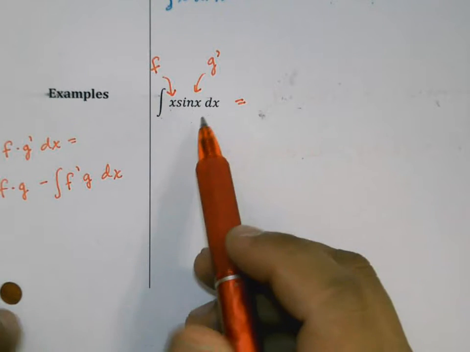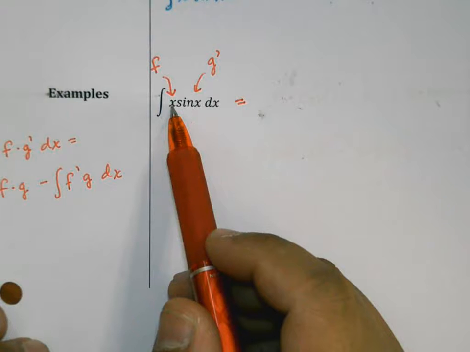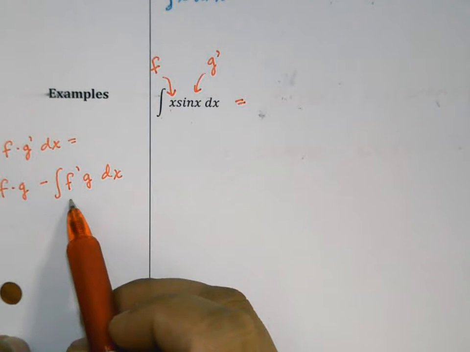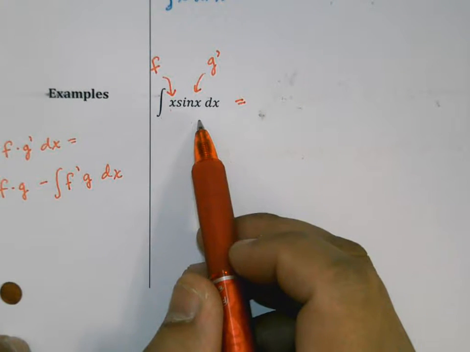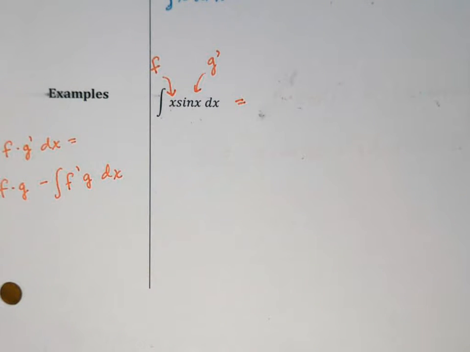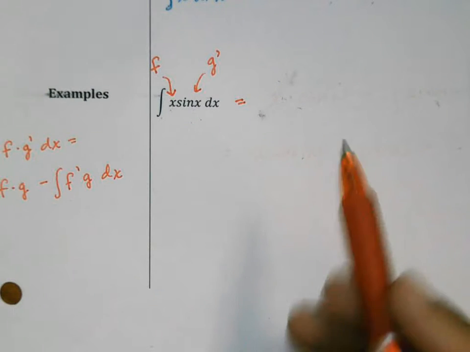The reason for that is I want to choose f such that its derivatives will get simpler and simpler. And if you continue taking the derivative of x, you get 1 and you get 0. So that'll make it simpler once we put it into this integral. And g prime I've chosen to be sine because I know its antiderivative. Now both of these, x and sine, are pretty simple, and we know the antiderivative of both. But again, you want to go to the one with f that has the simplest derivative.